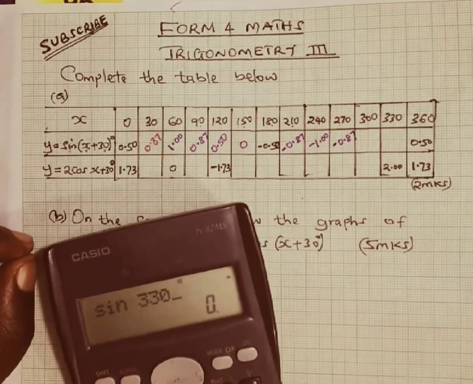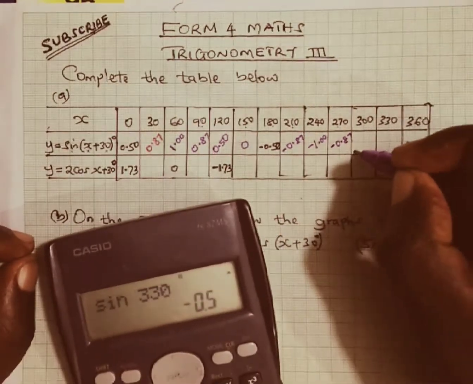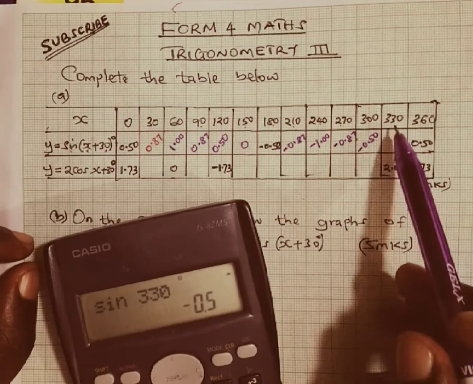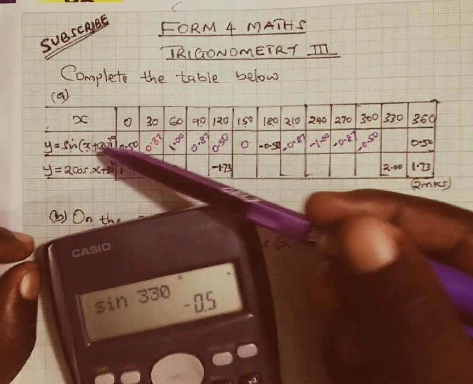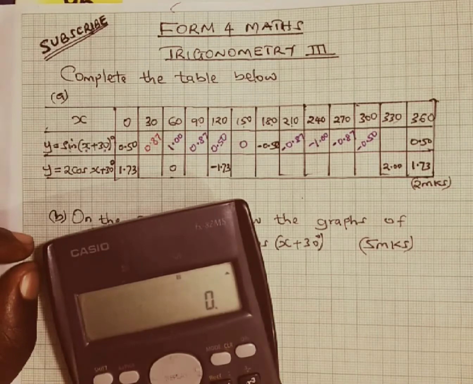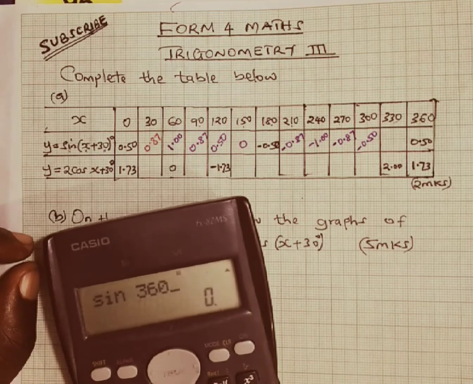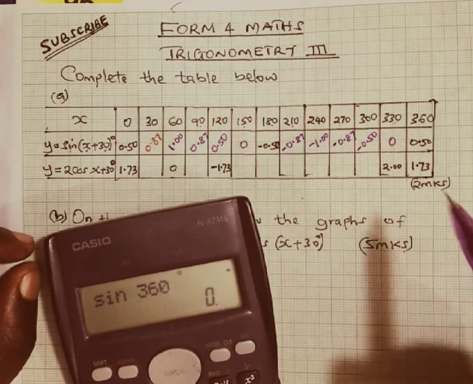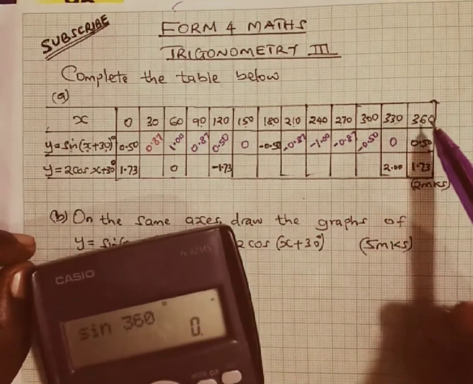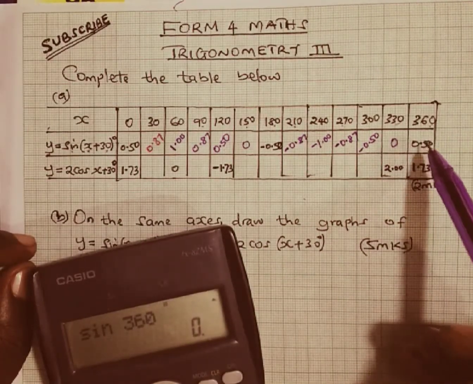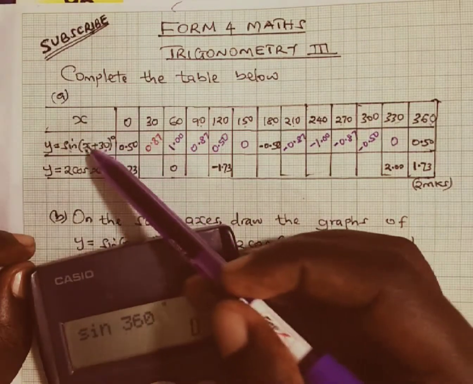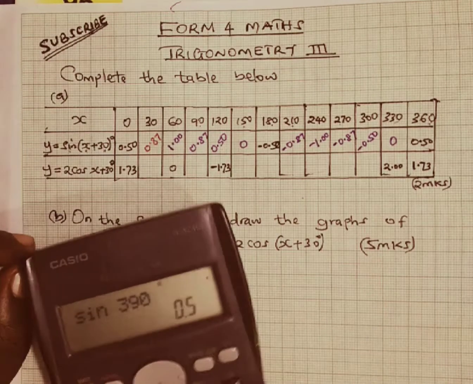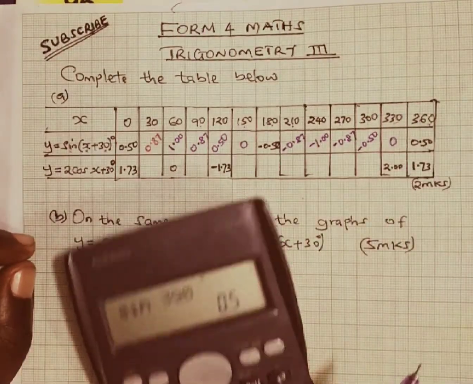Sine 330 will give us negative 0.5, negative 0.50. Then we go to 330, so it will be 330 plus 30, which is 360. And sine 360 will give us 0. And of course for 360 we have its value. But if you want to confirm this value here, 0.5, that is 360 plus 30, which gives us 390. And the sine of 390 will give us 0.5, and that is what we have there.